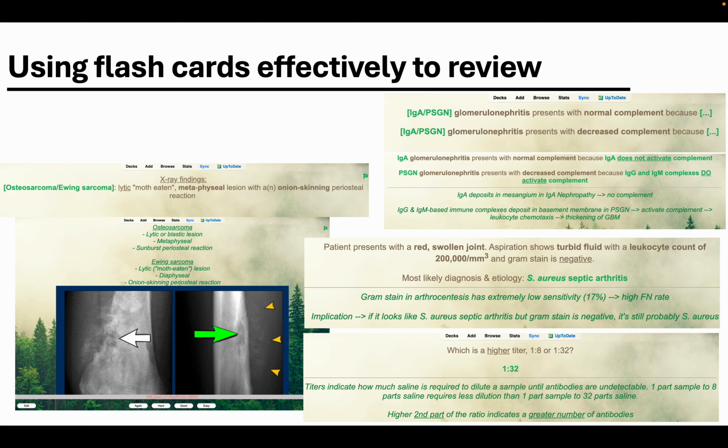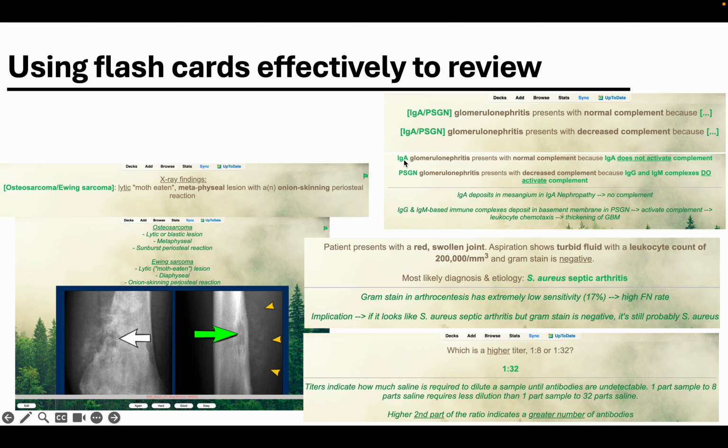I do want to spend just a moment drilling down on how to really use flashcards effectively. These are a few examples of flashcards that I have personally made to go after some of the specific things I mentioned earlier. Up in the upper right-hand corner here, this is the front and the back of a card that I made. I talked about this a little bit earlier, but this is about differentiating between two really similar diagnoses, IgA nephropathy and post-streptococcal glomerulonephritis. You can see this card is going after the differences in the complement.